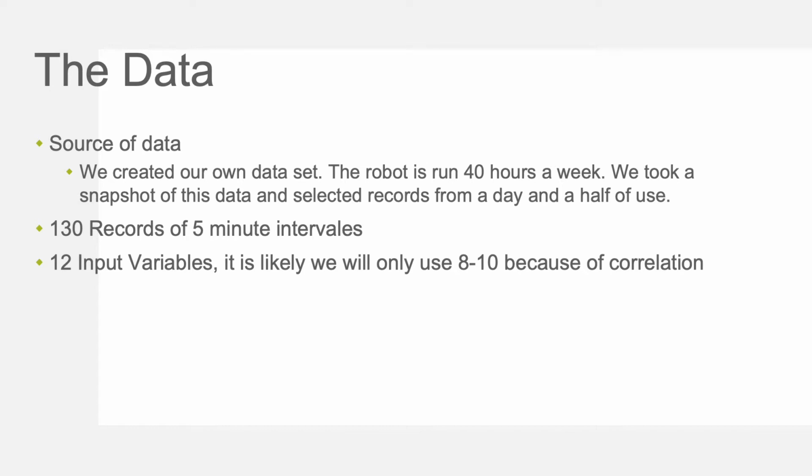For our source of data, we created the data on our own, like Andrew was saying. So we've run the robot and we have logged the data over time, and the data that we are using in this project is just a snapshot of the data that we logged from a day and a half. So we have 130 records of 5-minute intervals, 12 input variables.